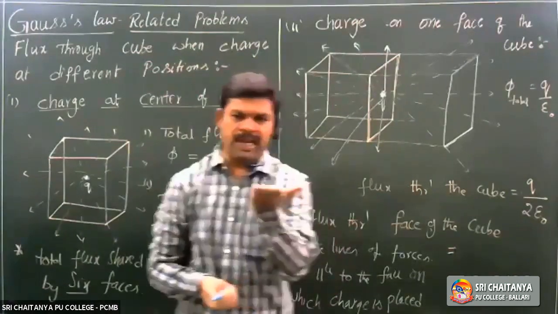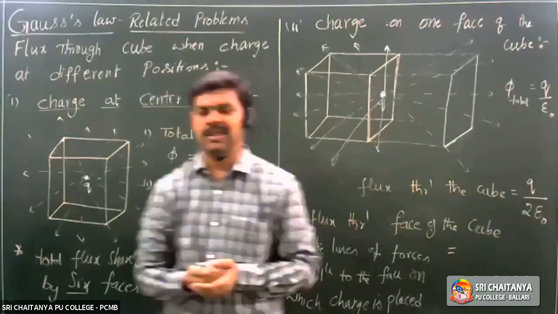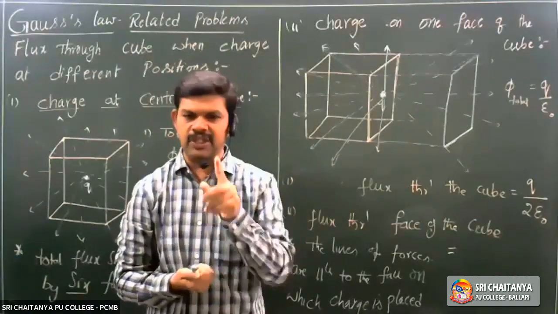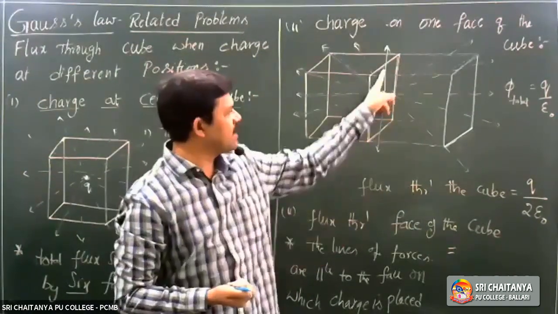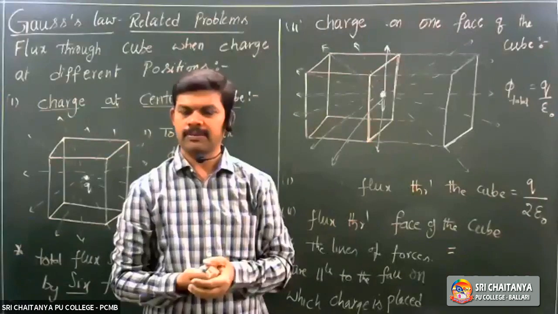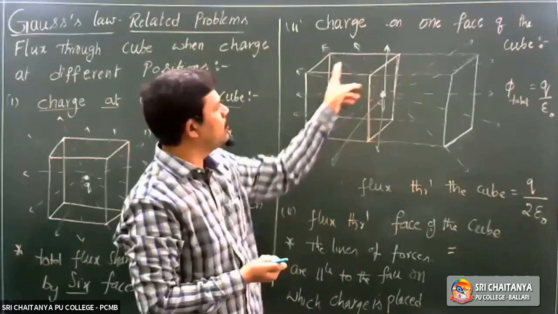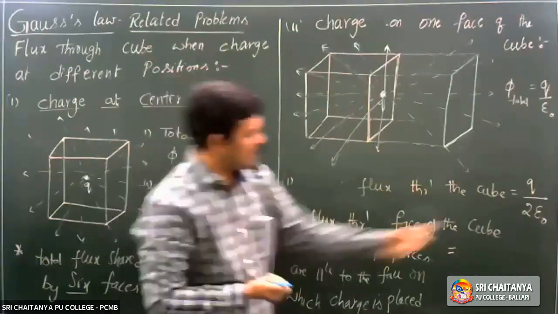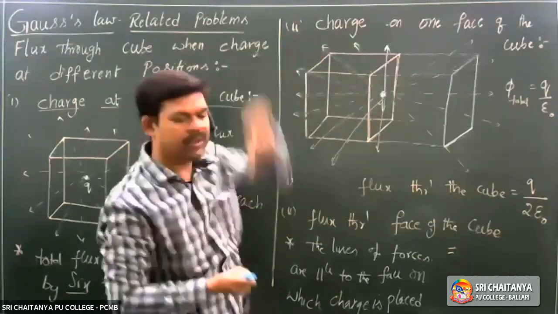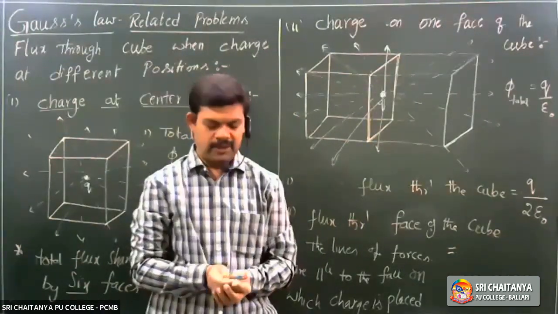So whenever lines are parallel to the face, what is the flux through that face? Already we discussed in the last classes. Whenever lines are parallel to the face, what is the flux linked with that face? 0, right? So the flux through the face on which that charge is placed is 0. So the flux which is coming into this cube is passing through the remaining faces. So that flux q by 2 epsilon naught, which is coming into this cube, is shared by how many faces? 5 faces. You understand this point?